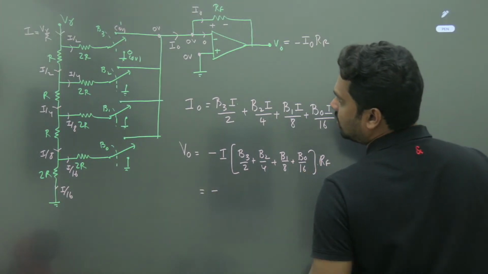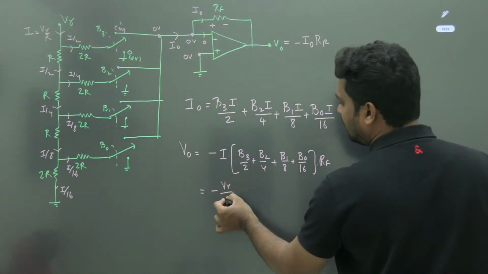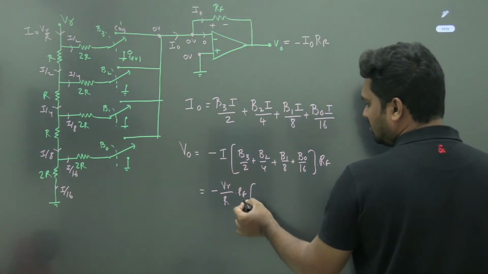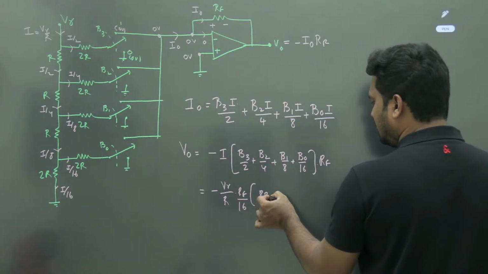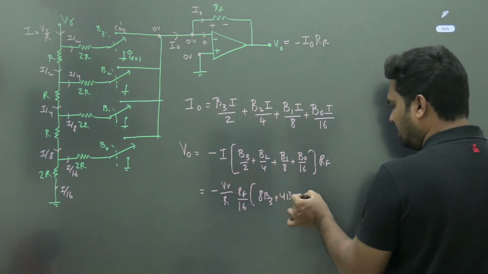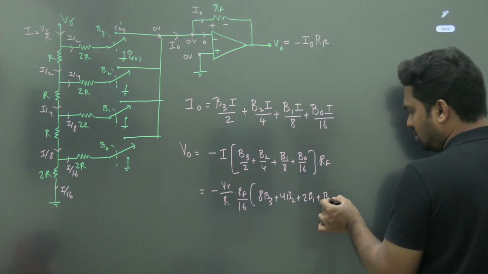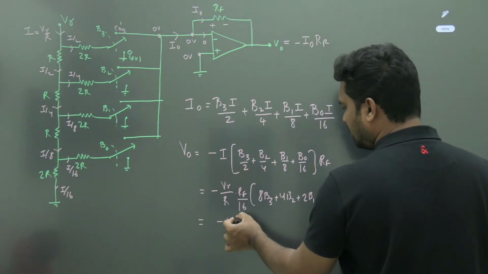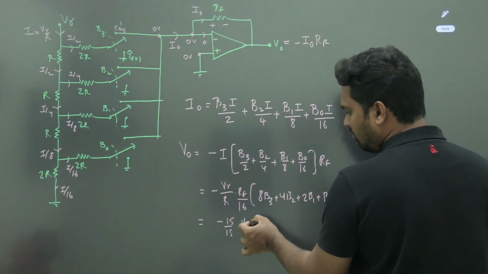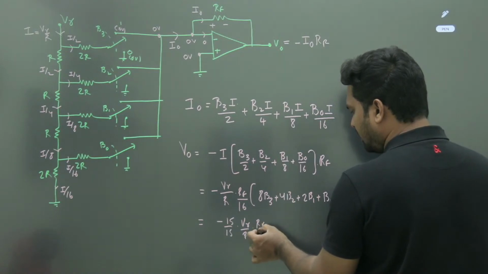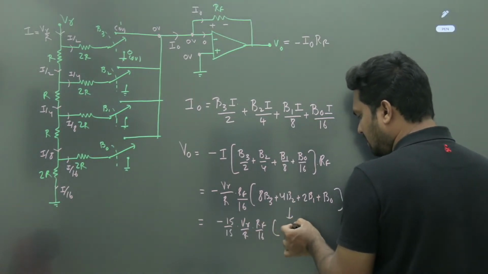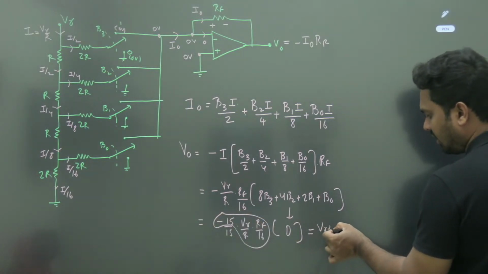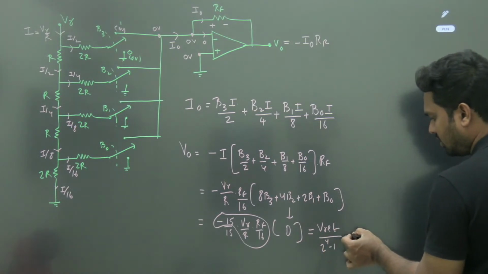But what is I? I is VR by R into RF. You take the LCM, which is 16, giving 8B3 plus 4B2 plus 2B1 plus B0. Right. Now just multiply with 15 and divide with 15, same story. VR by R, RF by 16 into the decimal equivalent of the input, and this part I will write as V reference by 2 to the power of 4 minus 1 into decimal equivalent.